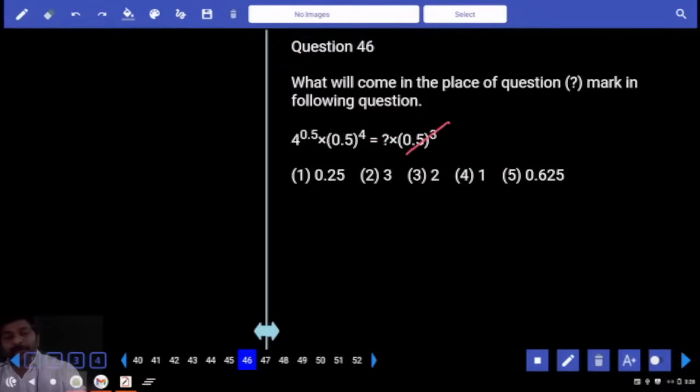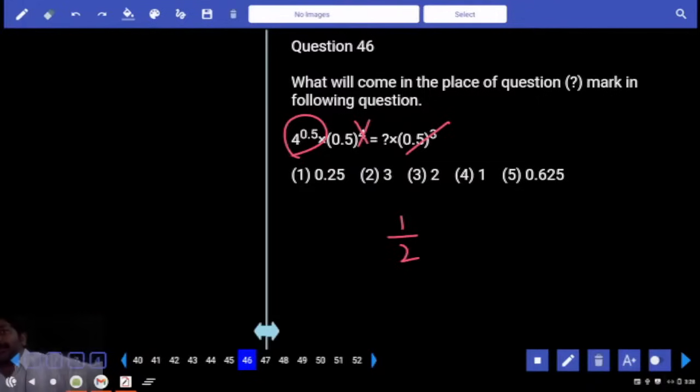0.5 cube cancelled in 0.5 to the power of 4. How much is left? 0.5. Can I write it as 1 by 2? Okay. 4 power 0.5, can I write it as 4 power 1 by 2? Which is under root of 4, which is equal to 2 into 1 by 2. Fourth option.